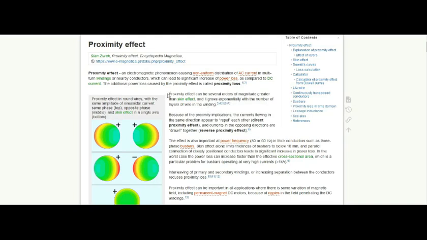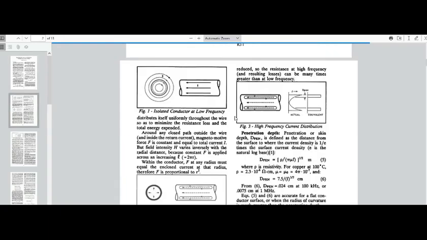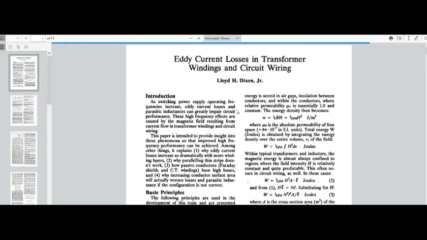So let's just read that one more time. Proximity effect can be several orders of magnitude greater than skin effect, and it grows exponentially with the number of layers of wire in the winding. And while we won't go through the whole thing, I did look up all these. Most of them were behind paywalls, but this one, number 4, Lloyd H. Dixon, this was out of Texas Instruments from some years ago, goes through all that.